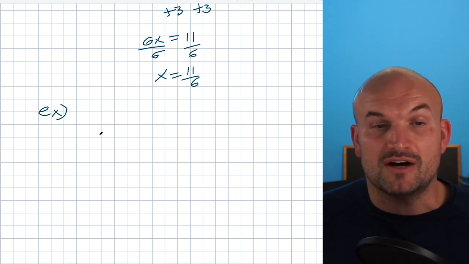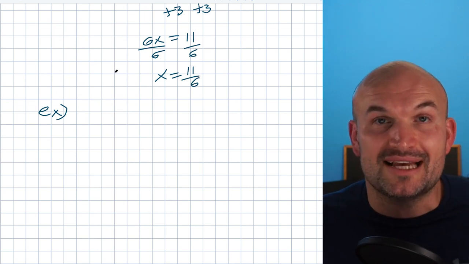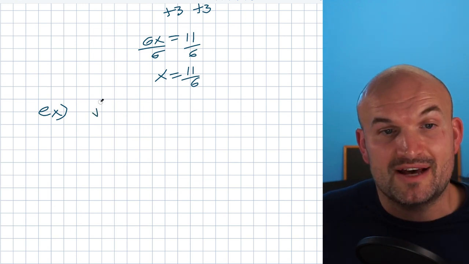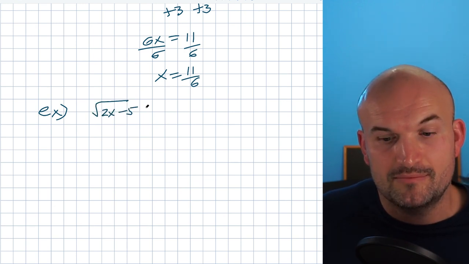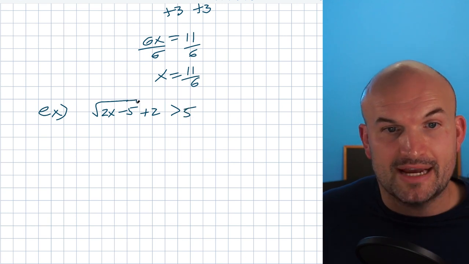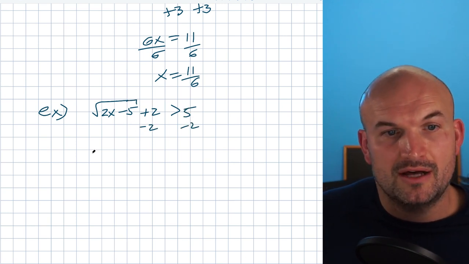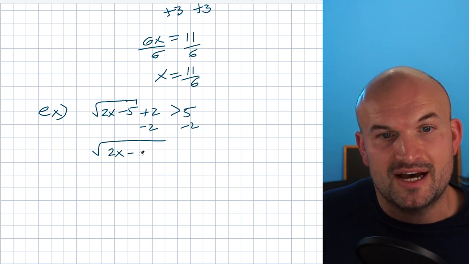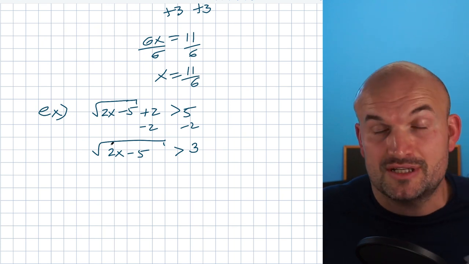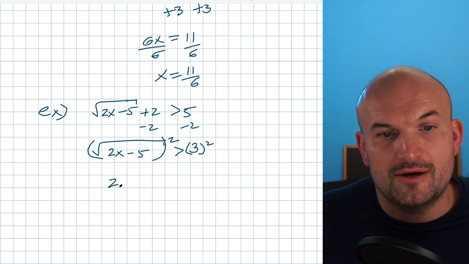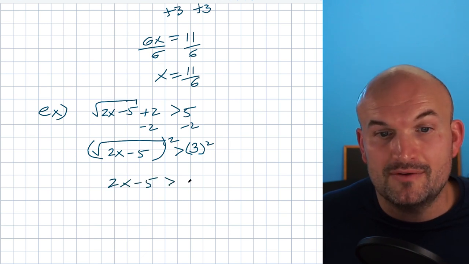Last thing I want to bring up with the solving is going to be with inequalities. That's going to be, again, very important with our understanding of our restrictions. So for example, if I had the square root of 2x minus 5, plus 2 is greater than 5. Okay, so I'm going to use my inverse operations here. I'm going to subtract 2, and then I'll have the square root of 2x minus 5 is going to be greater than 3. Now again, just like an equation, I'm going to get rid of the square root by squaring both sides. So therefore, that'll be 2x minus 5 is going to be greater than 9.